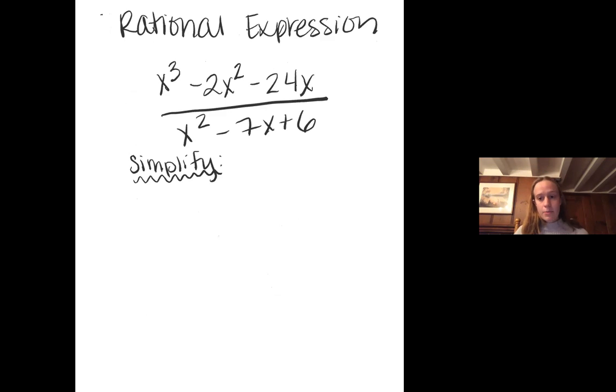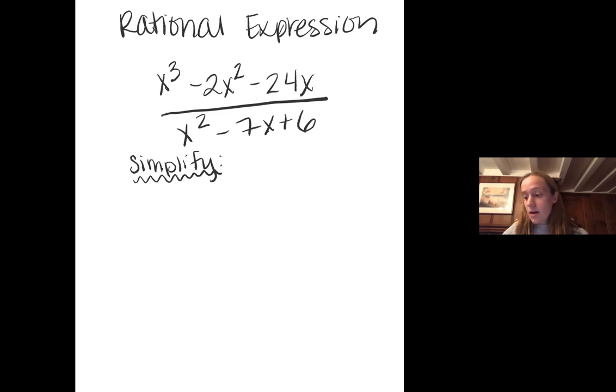And so the last thing that we are going to look at today is simplifying rational expressions. So if we start out with this rational expression of x cubed minus 2x squared minus 24x over x squared minus 7x plus 6, and we want to simplify this, what we're going to want to do is factor both the numerator and the denominator. So we follow those rules.